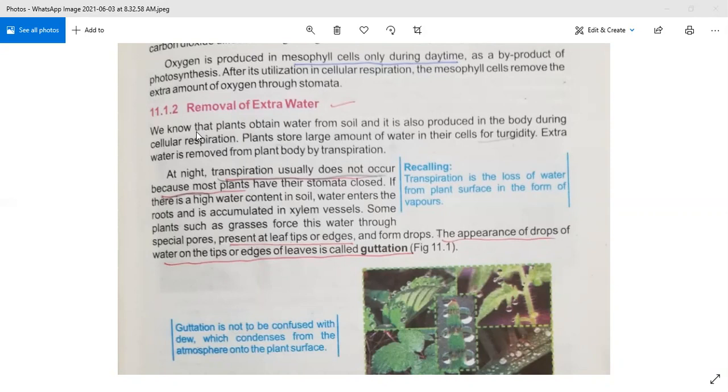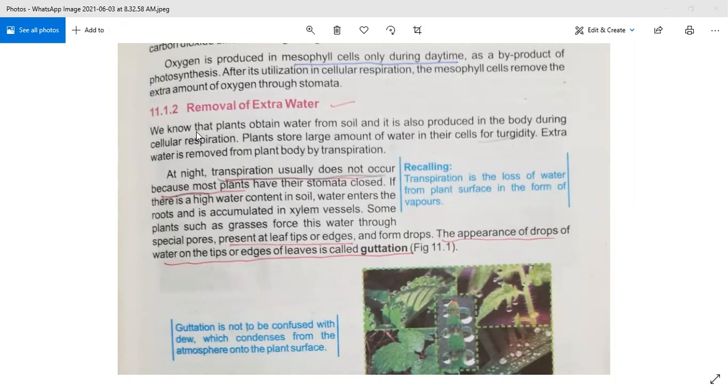So I have told you that homeostasis in plants can be divided into four parts. First, removal of extra carbon dioxide and oxygen. Second, removal of extra water. Third, removal of other metabolic waste. So in these steps, I have discussed with you removal of extra carbon dioxide and oxygen.